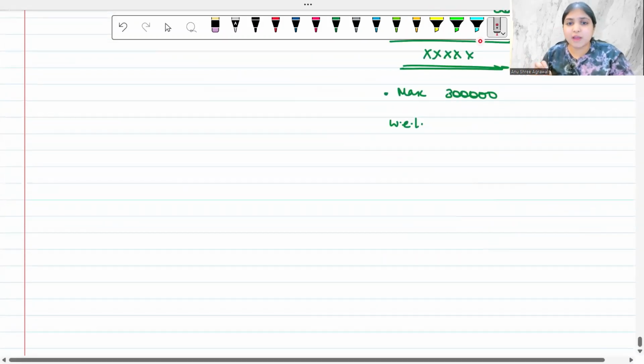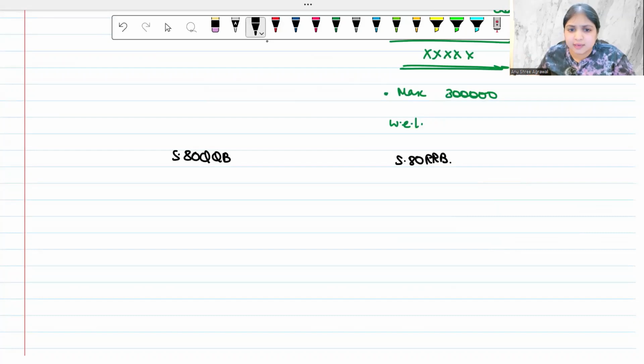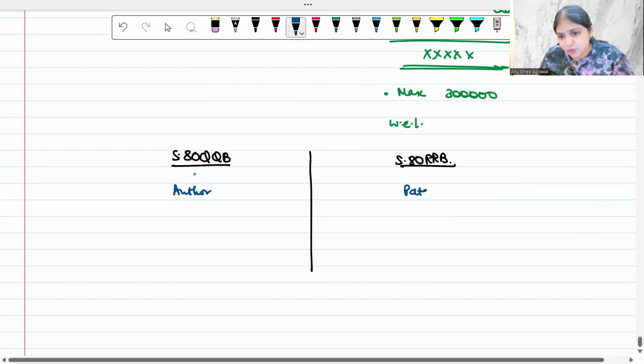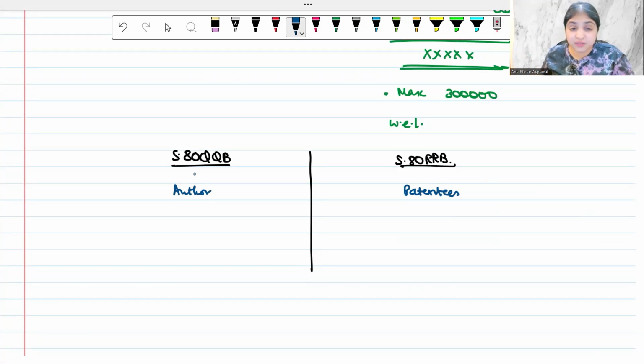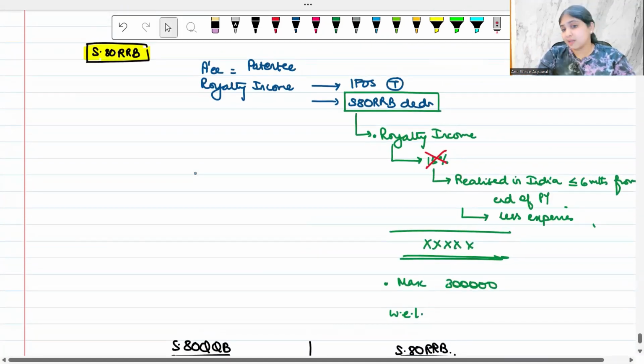What are the differences? If you have to compare section 80 QQB and section 80 RRB, there is a very thin line of difference between the two, but it's not confusing also. 80 QQB is for author of books. 80 RRB is for patentees of inventions. Under 80 QQB, the maximum royalty rate allowed is 15%, but here in 80 RRB, we don't have this 15% criteria. Apart from these two differences, the entire section is exactly the same.